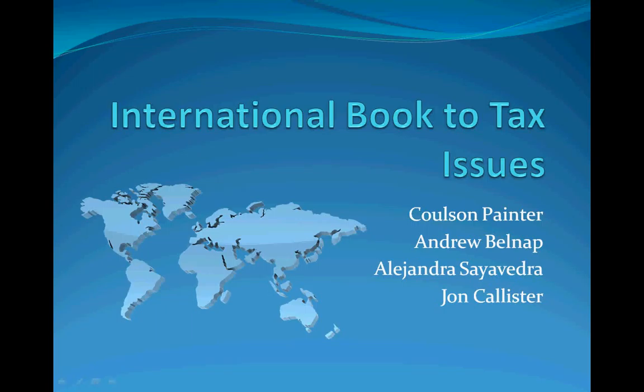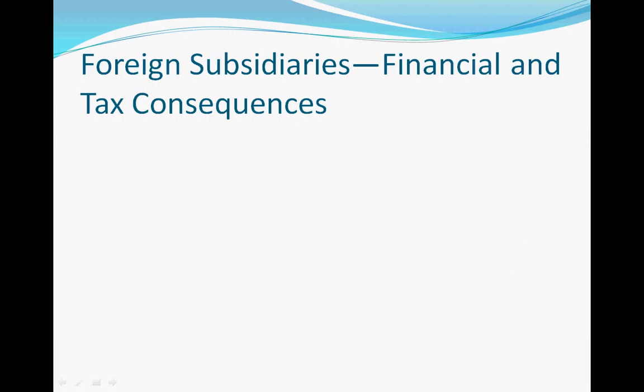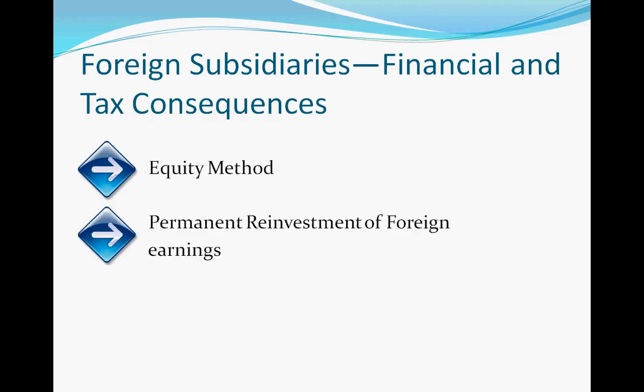This is a presentation on book-to-tax permanent and temporary differences arising from intercompany transactions between a U.S. parent corporation and its foreign subsidiaries. We'll start looking at the financial effects of the U.S. parent company, assuming that it owns 100% of the foreign subsidiary and accounts for this investment in its books by using the equity method. Then we'll explain the tax consequences of having a permanent reinvestment of foreign earnings. Next, we'll introduce an example of a temporary difference that could occur when intercompany transactions take place between the U.S. parent corporation and the foreign corporation.